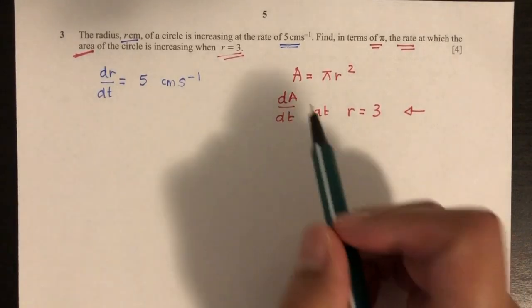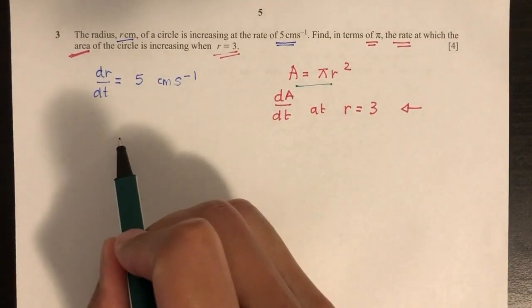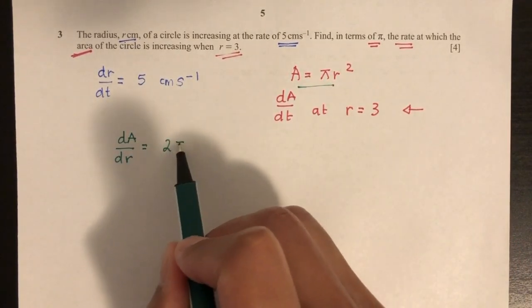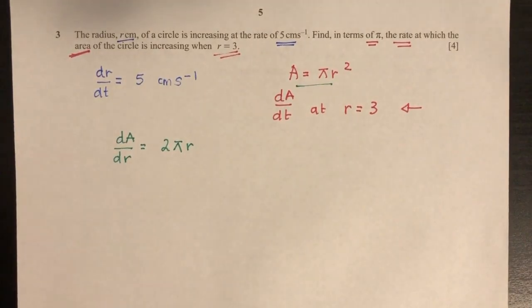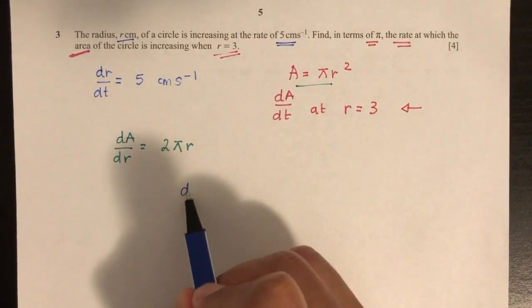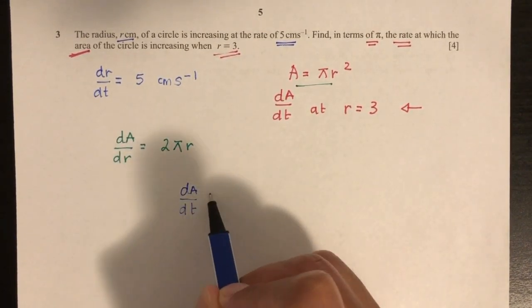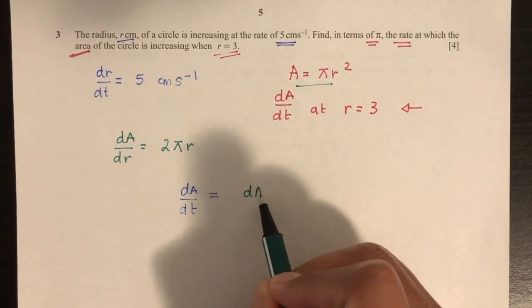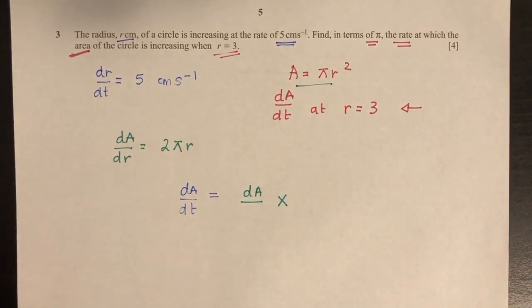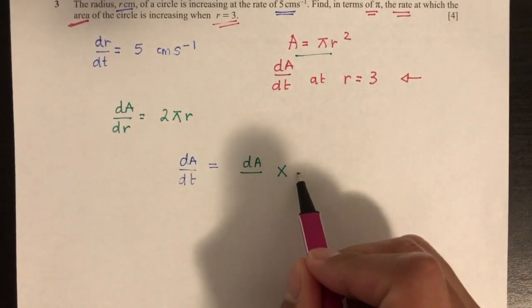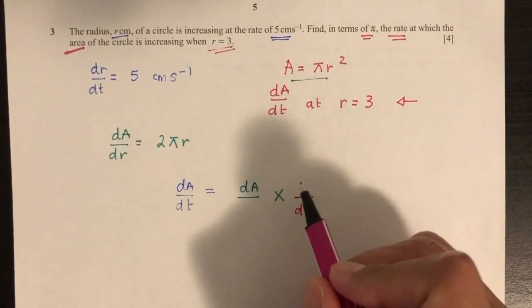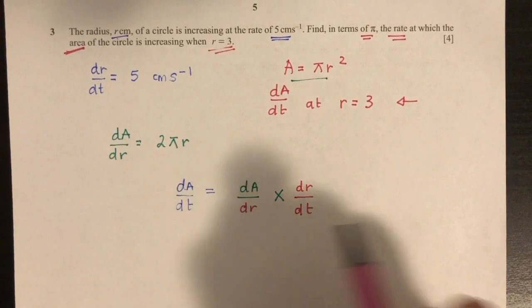So first, let's find dA by dr. Differentiate this one, you will have 2 pi r. Now we have to write the equation that is connecting everything together. So we have to find dA by dt. It is equal to dA by dr times dr by dt. I have dA on top, I keep dA on top, and I have dt on the bottom, I keep dt at the bottom. So what is common with those two? I have dr here and dr here.